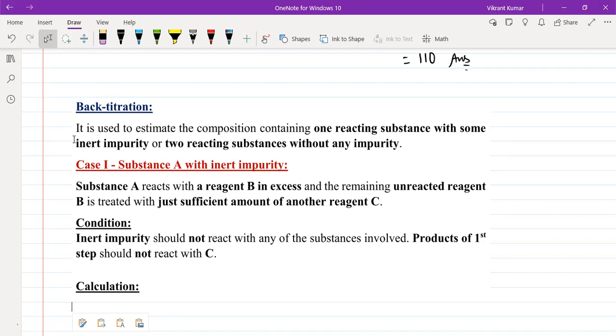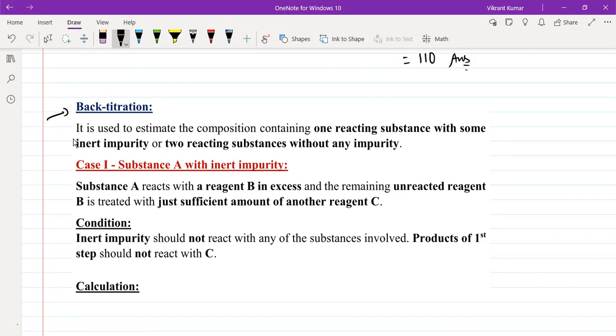The second is you'll have a mixture in which you'll have two reacting substances, but there is no inert impurity. Like, I'll give you a mixture of, मान लो मैंने बोल दिया, KMnO4 और K2Cr2O7 का एक mixture है, and it was being titrated with H2O2, and the excess of H2O2 लिया था, and the remaining H2O2 will require this much of some other oxidizing agent like F2 या कुछ ऐसा. Then again they'll ask you कि initial sample जो था KMnO4 और K2Cr2O7 का, उसमें KMnO4 कितना था percentage by mass, that type of question. So this question has come from back titration.